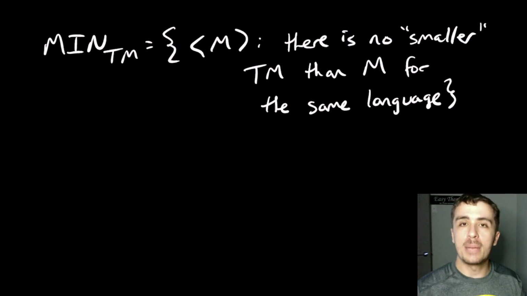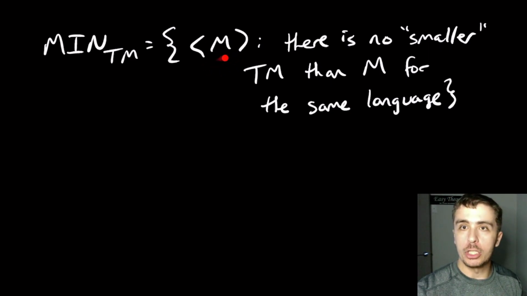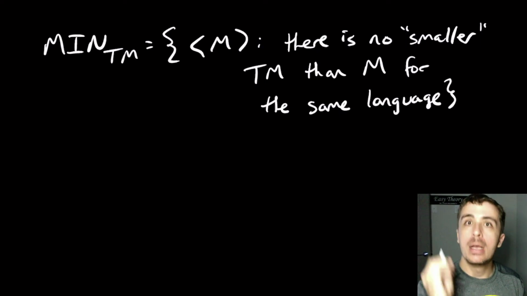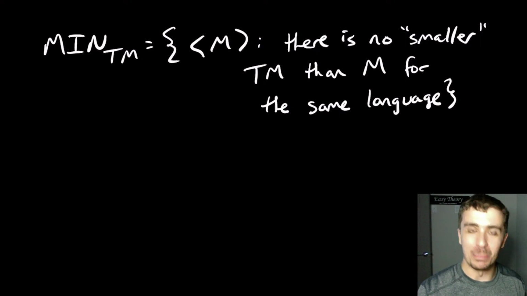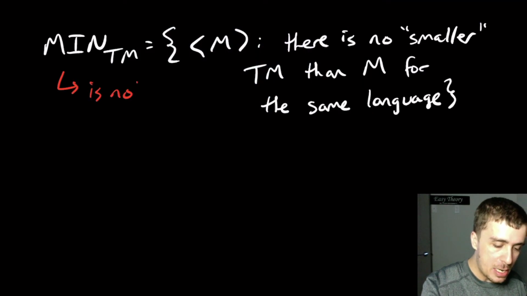Okay, so let's talk about this problem, which I call the minimization problem for Turing machines. Here, we're given an arbitrary Turing machine, which I'm going to call M. And the question is: is there a smaller version of the Turing machine that does exactly the same thing? Not only can we show that this is not decidable, it is not recognizable, which is pretty dang awesome. So min_TM is not recognizable.